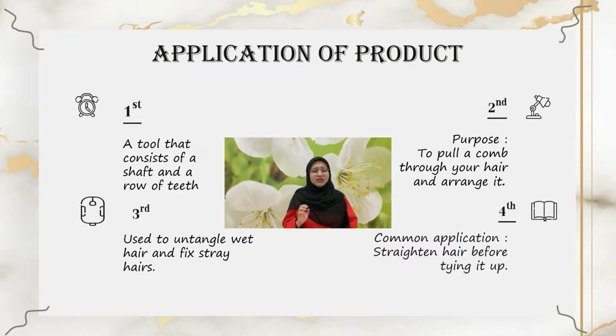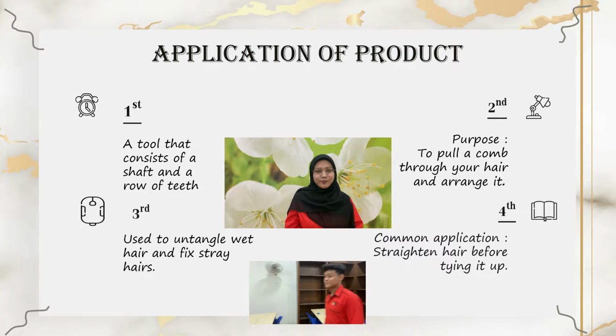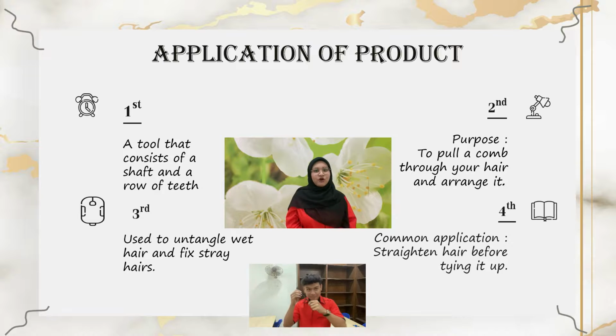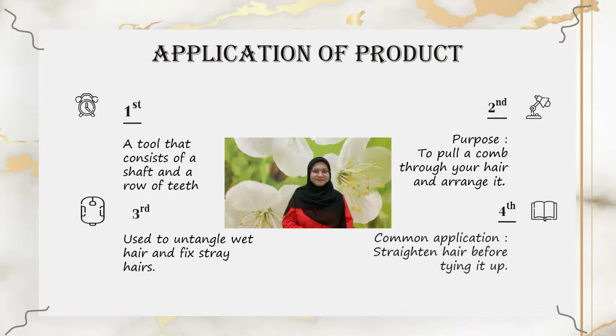It is very easy. You just need to put the comb through your hair and pull it. So, there you go. It is also used to untangle wet hair and fix the hair. The most common application of the comb is to straighten your hair before tying it up.